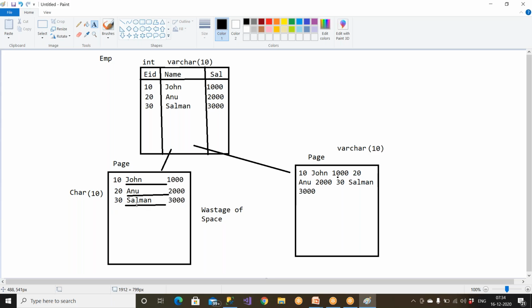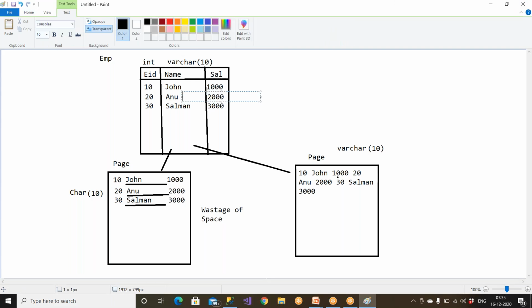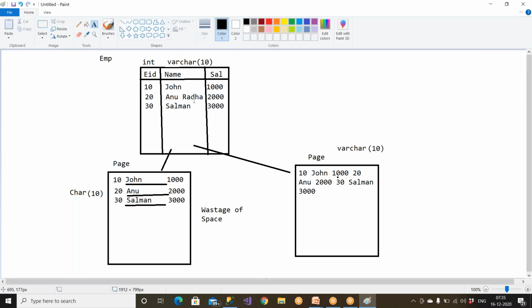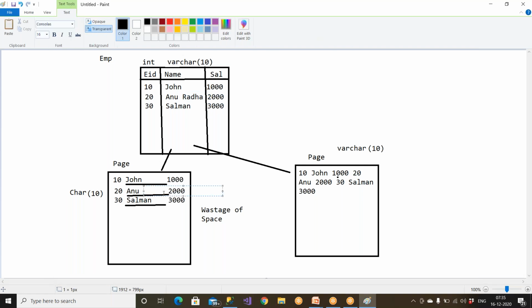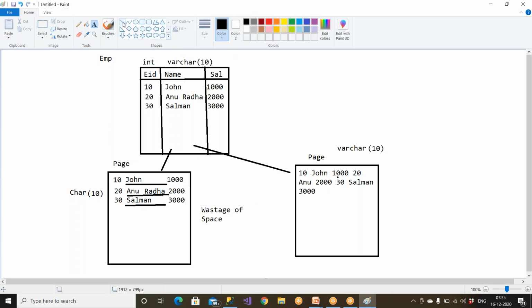So people may ask you, if varchar is so good, why char? Let me give you one more example. Tomorrow Anu comes and says, it is not Anu, my name is Anuradha. She was modifying her name. When you modify, you can easily update it if there is a space. I wanted to have Anuradha here. Do I have a space here to accommodate this new spelling? I don't have a space. So that is where the issue starts.